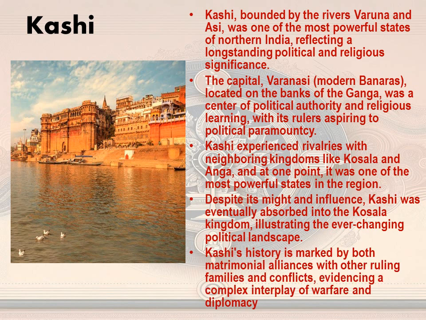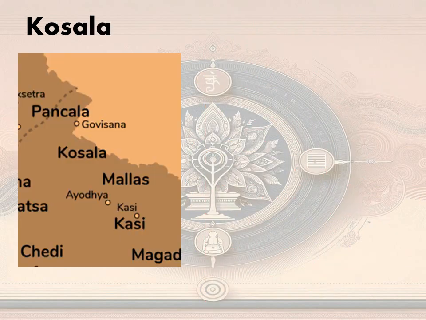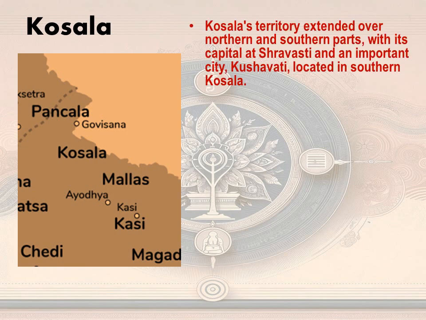Kashi's history is marked by both matrimonial alliances with other ruling families and conflicts, evidencing a complex interplay of warfare and diplomacy. Now Kosala. Kosala is the next most important state, and here you can see the map of Kosala, which is very close to the border with the modern country of Nepal.